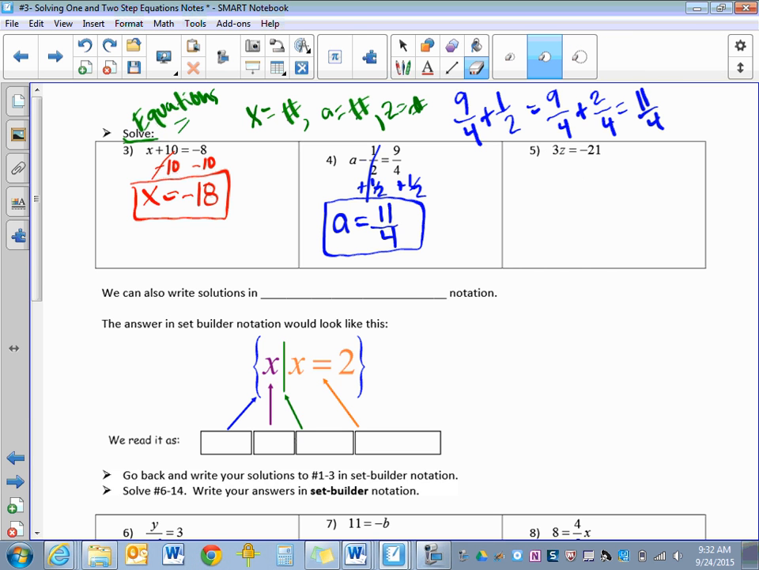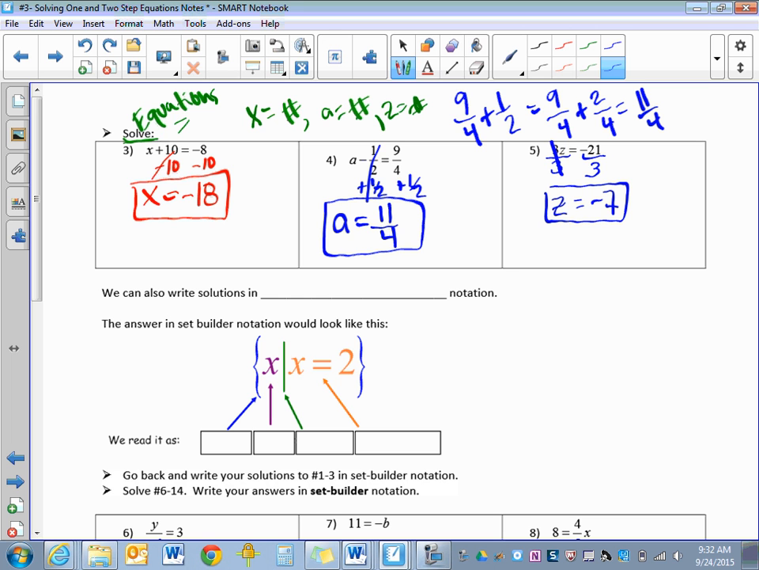What'd you say, Freddie? Well, what are we currently doing now? We're currently multiplying. And so to do the opposite, we have to divide. Right, so I'm going to divide by 3 on both sides. So my 3's cancel. So I just have z. What's negative 21 divided by 3? Negative 7. Good. So z equals negative 7.